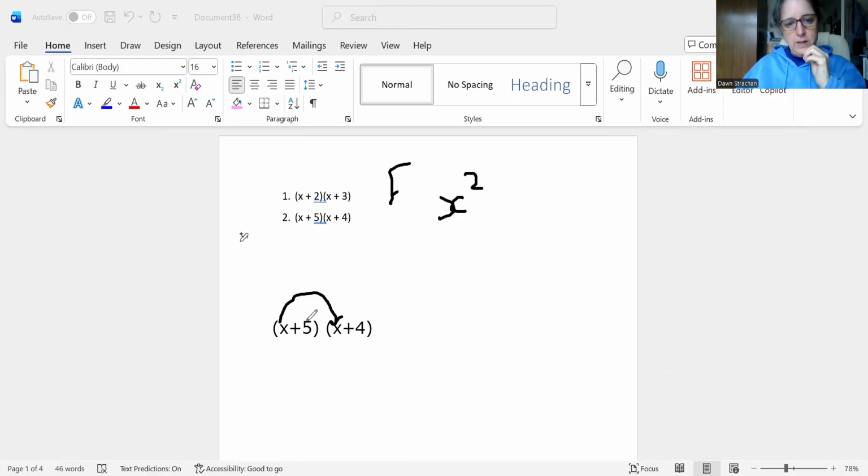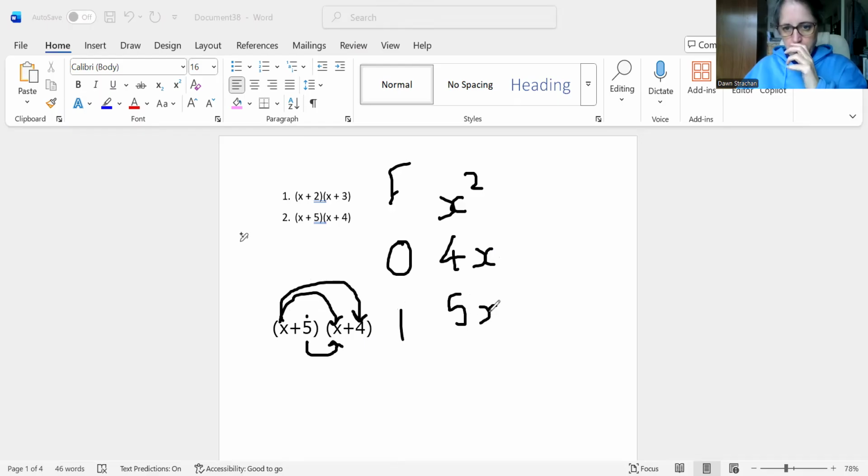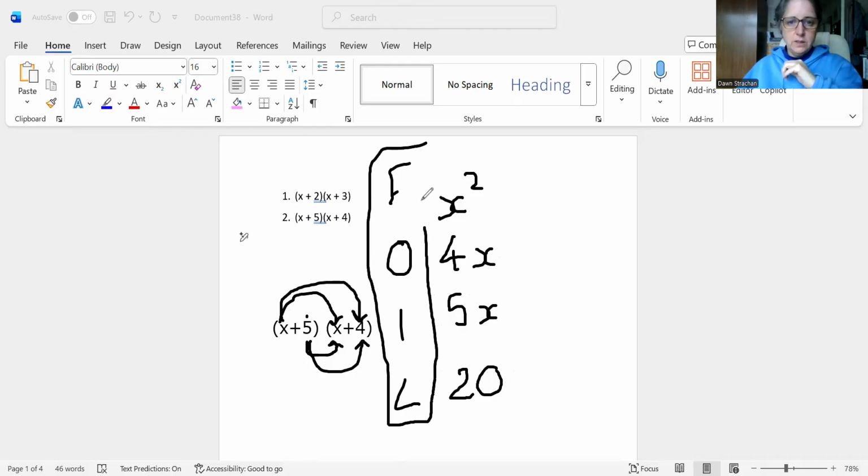And then we go the outer, so first times the outer. So 4 times x gives us 4x. Put that in. And then we go inner, so 5 times x gives us 5x. And then we do the last. So 5 times 4 gives us 20. Okay, and then once again, this is just here to remind us of the acronym, so you can ignore that.